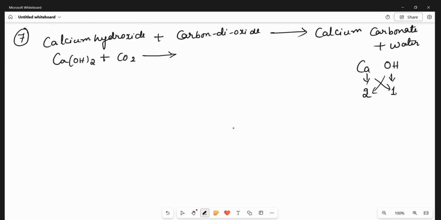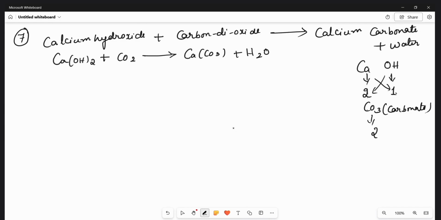You will get calcium carbonate, CaCO3, plus water. Carbonate means CO3 group. Wherever carbonate is there, that is CO3 group, and its valency is 2. So you will get Ca(OH)2 plus carbon dioxide gives CaCO3 plus H2O, and it is already a balanced equation.